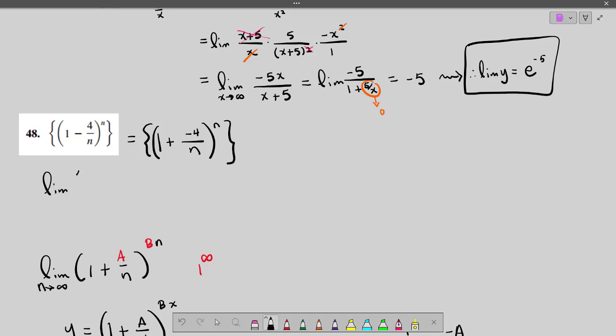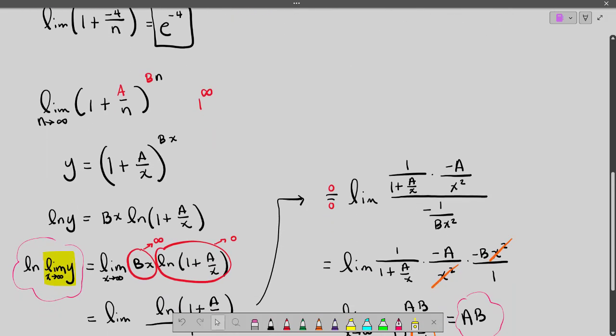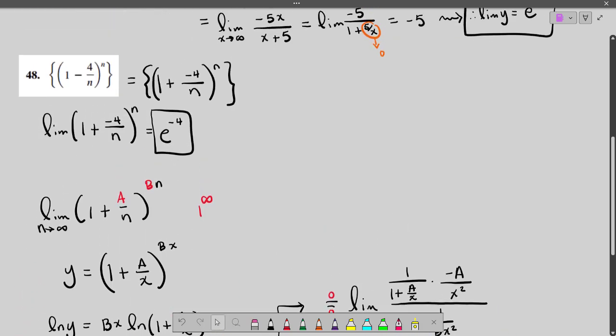E to the power -4. Yeah, exactly. So if you rewrite it like this, you can see pretty easily that with our format down here, a is -4, b is 1, so this limit's going to be e to the -4. So if you can master this technique, master that formula there, there's a lot of shortcuts here.